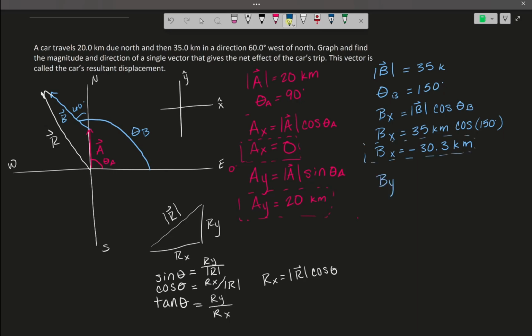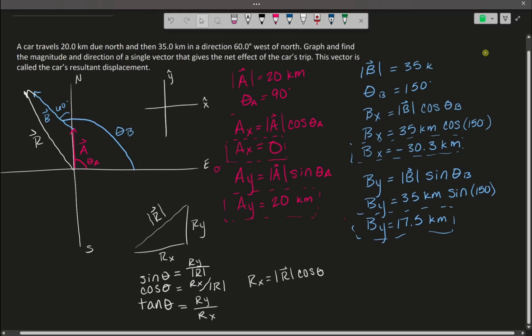Now I need to find the y component. So the y component is going to be the magnitude of B times sine of theta B, and we will get 35 kilometers sine of 150 degrees. I should expect this to be a positive value, right? Because it is above the 0. It is in the positive y direction. And I get that the y component of B is 17.5 kilometers.